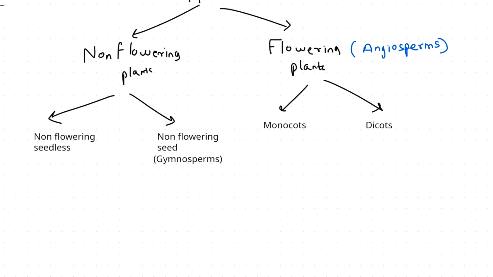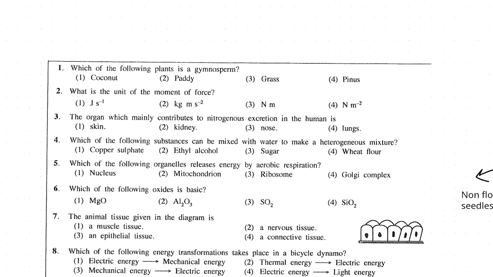So if we move on to our question, the plant which is a gymnosperm is, yes, Pinus. Most of you gave the answer as Pinus. What about coconut, paddy, and also grass? To which groups do they belong? Okay, Fatima. Yes, Saqib. They are all monocots. Coconut is a monocot, paddy is also a monocot, and grass is also a monocot.